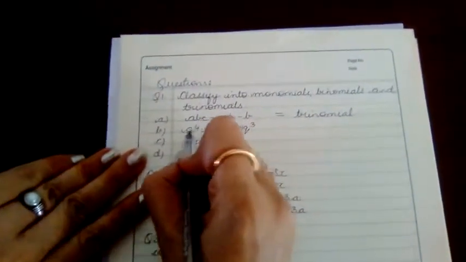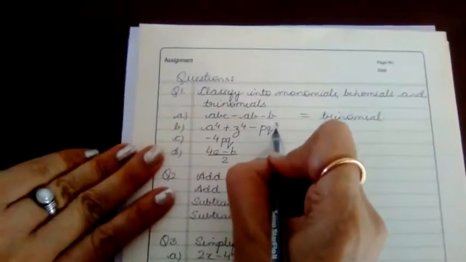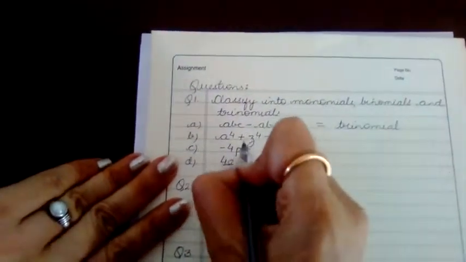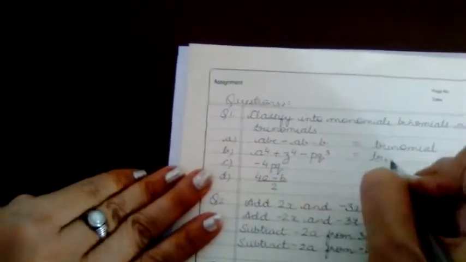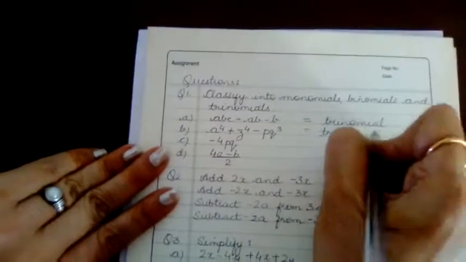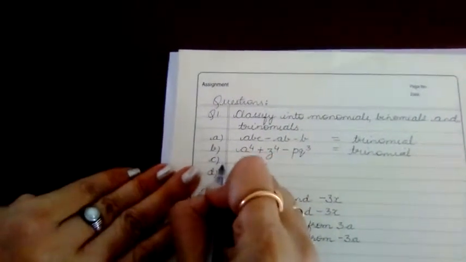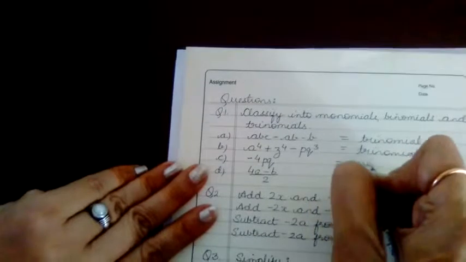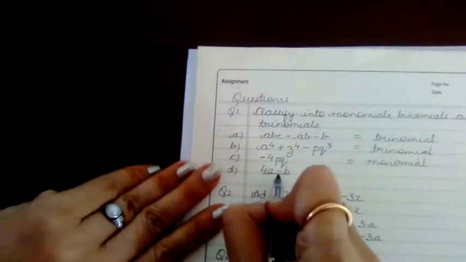Here a to the power 4, z to the power 4 and minus 5pq to the power 3. So we see 3 terms here again. It is again a trinomial. Here we see a single term because we don't have any other term before this sign. So this is a monomial.